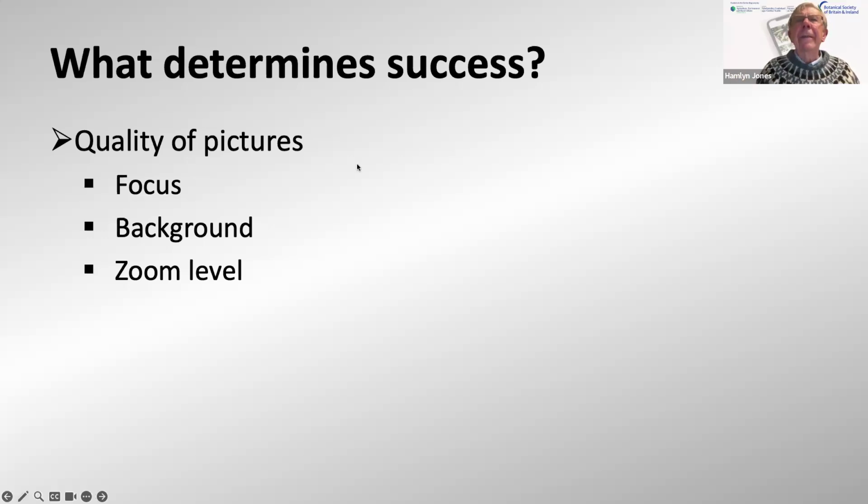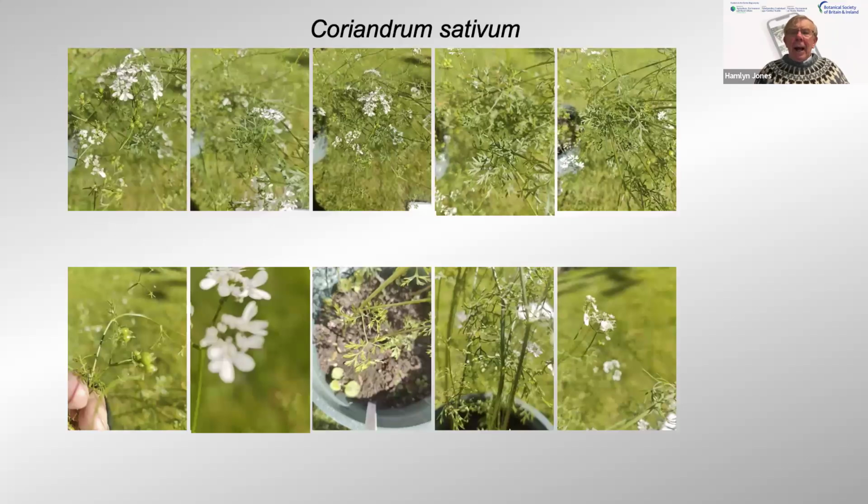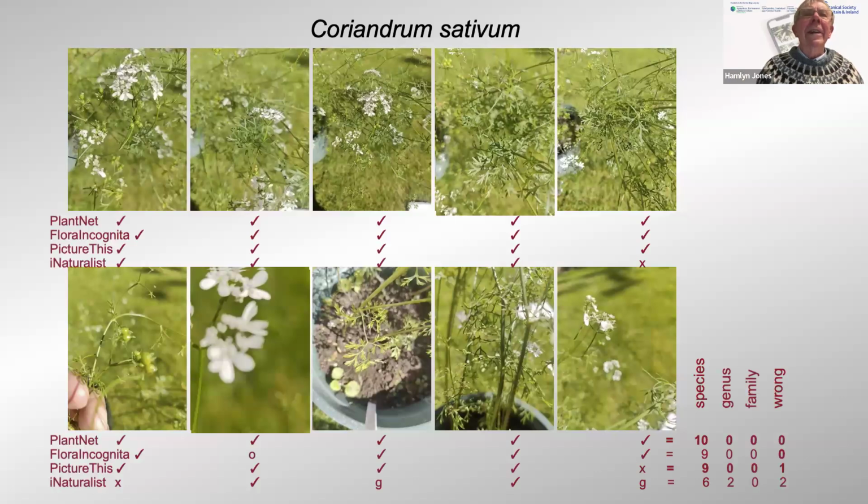So let's just look at this. Here, I attempted to take some of the worst pictures I could. We had some coriander growing in the garden, and I took some pretty appalling pictures of it and thought I'd see how the apps did. I've tested four of them on this image: PlantNet, Flora Incognita, Picture This, and iNaturalist. And you can see that almost every one is correct to species, in spite of the appalling quality of some of these pictures.